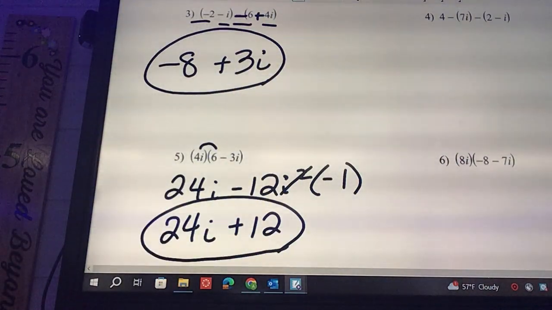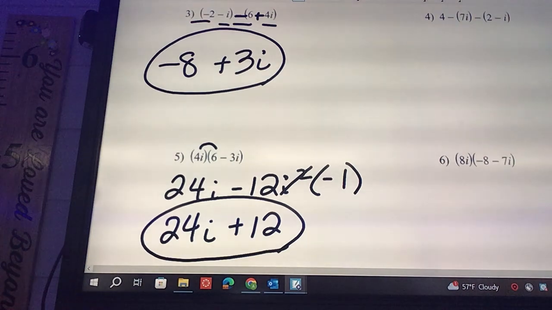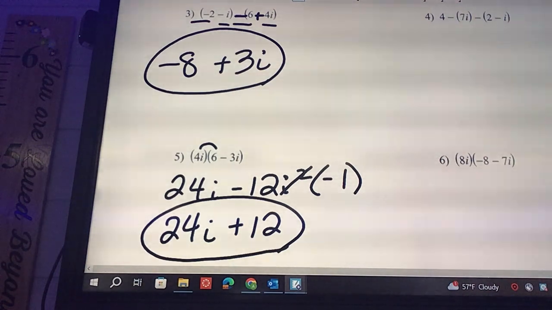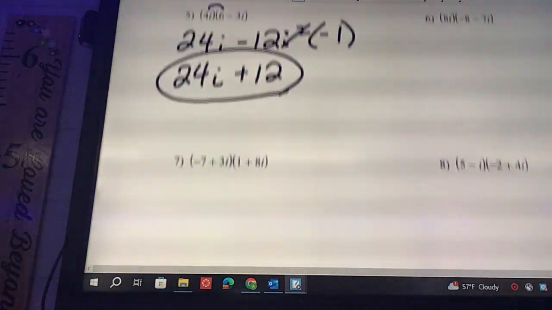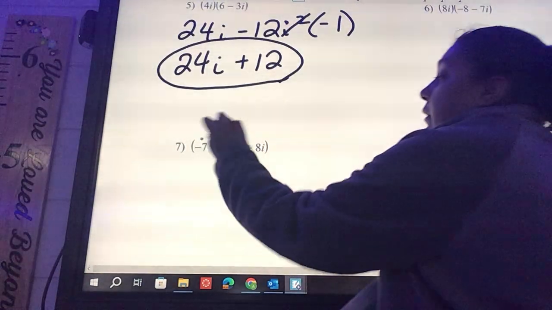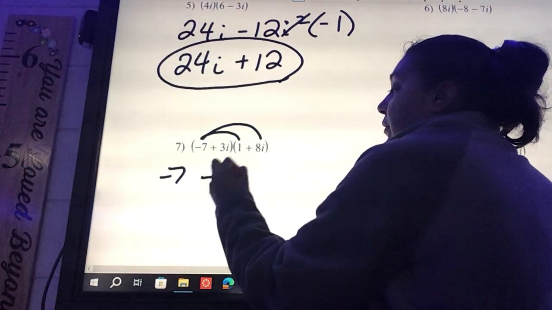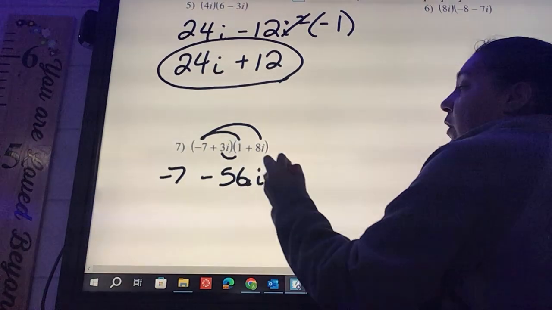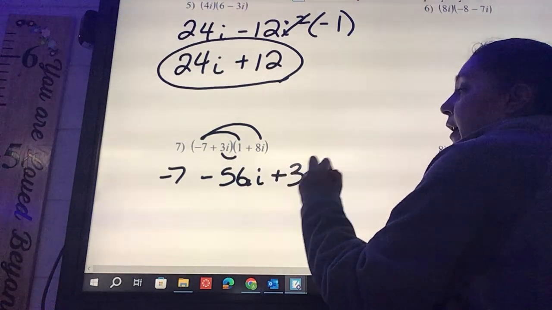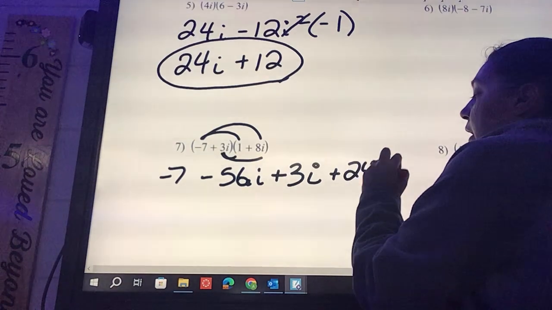Okay, number 7, we got to distribute all the way through. So it's going to be -7 times 1. It's going to be -7. -7 times 8 is -56i. 3i times 1 is going to be a positive 3i. And 8 times 3 is going to be a 24i squared.